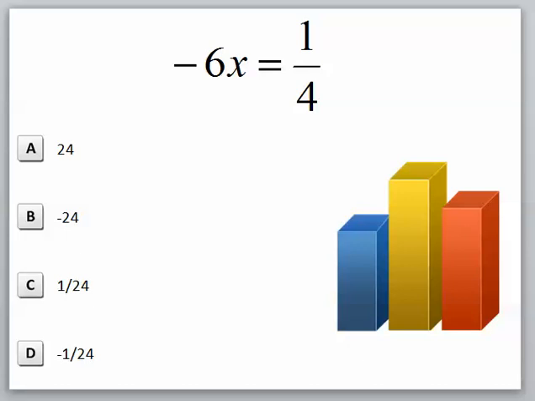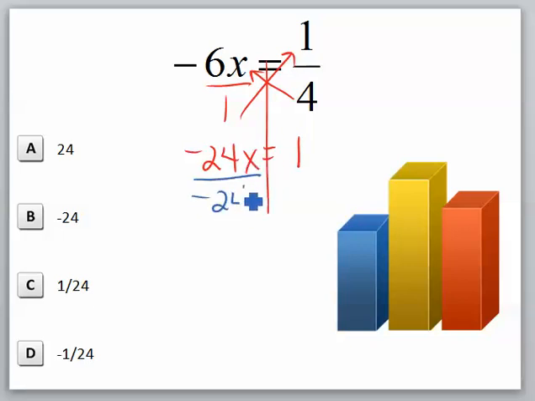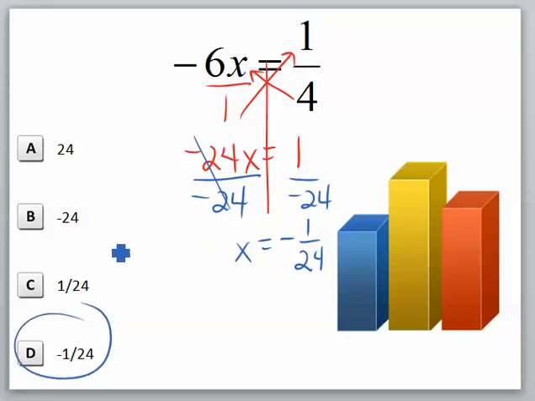In this next problem here, I can just cross multiply again. 4 times negative 6 is negative 24x. 1 times 1 is 1. Now I don't have the x by itself again, so we're going to have to get the x by itself by dividing by negative 24. Those cancel, and I get x is negative 1 over 24. It's not negative 24 because the 1 is on the top. It is negative 1 over 24.